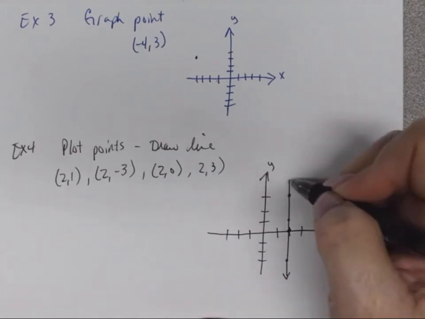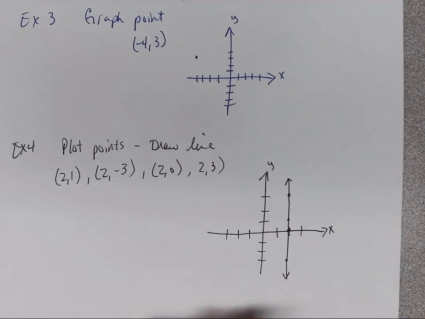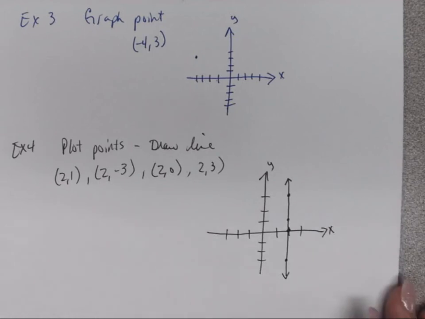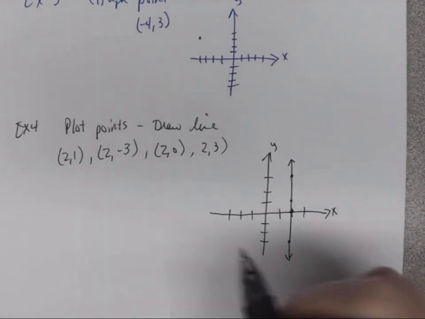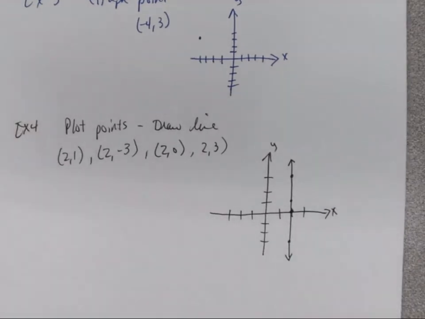And anytime you draw a line, unless you're doing a line segment, you're going to put arrows on both ends, because we are not doing a line segment, but actually a line that continues on. And then we have one more example.